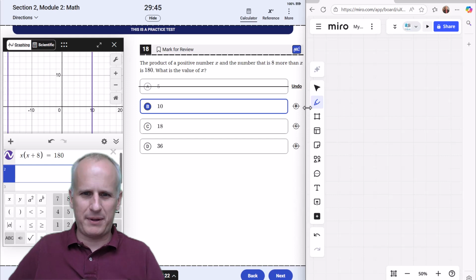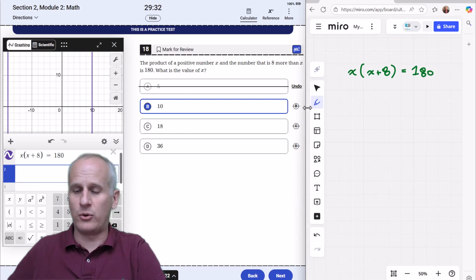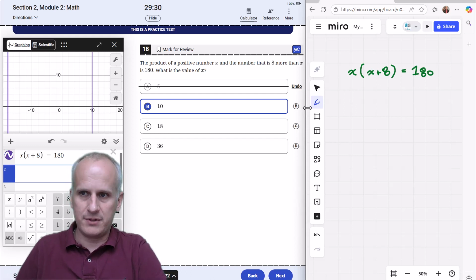We know that the product of a positive number x times, excuse me, the number that is 8 more than x, so x plus 8, is supposed to be equal to 180. Because you may need to know how to work through quadratic factoring, or in this case, the solutions, I'm probably not going to want to use the quadratic formula here. It's just not as efficient.